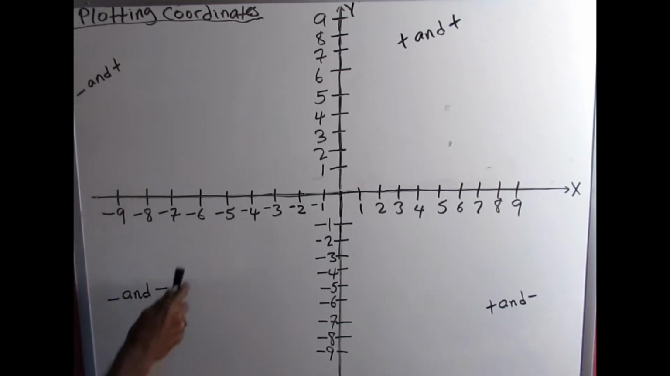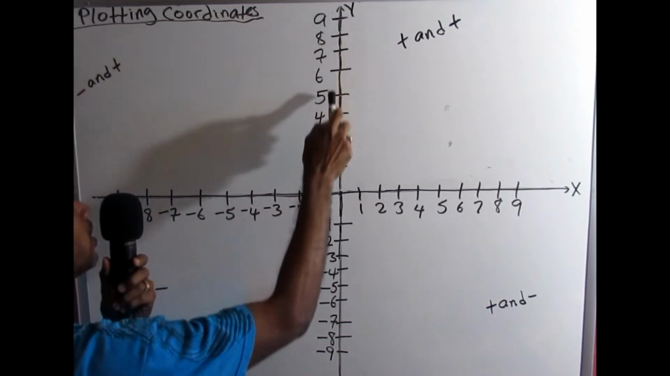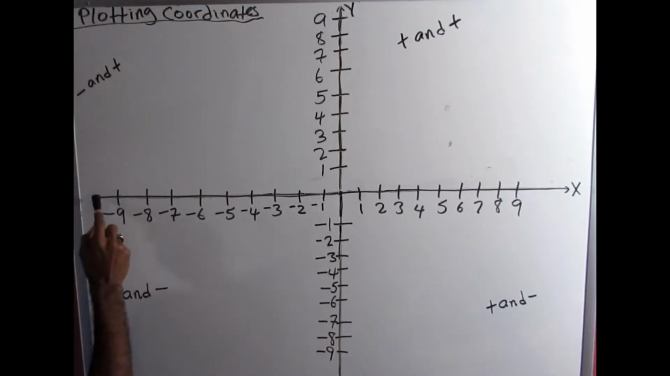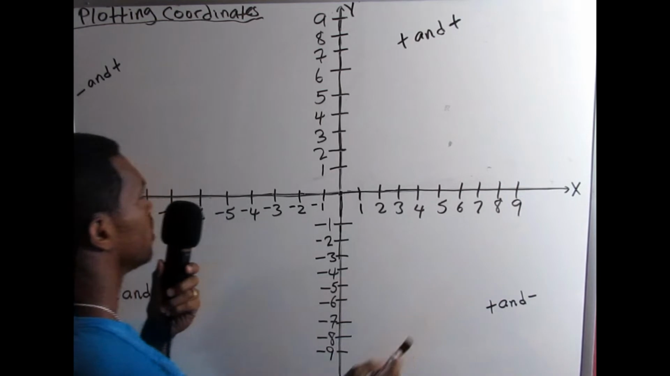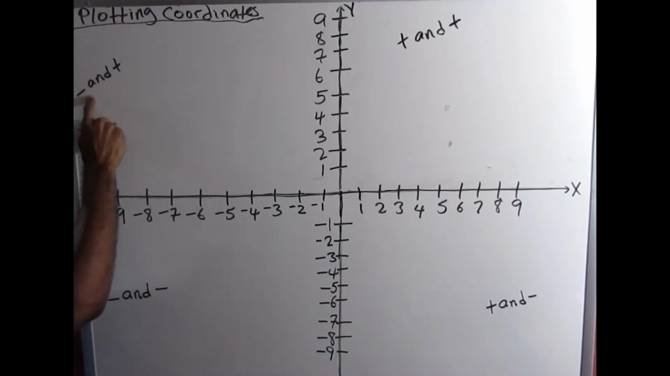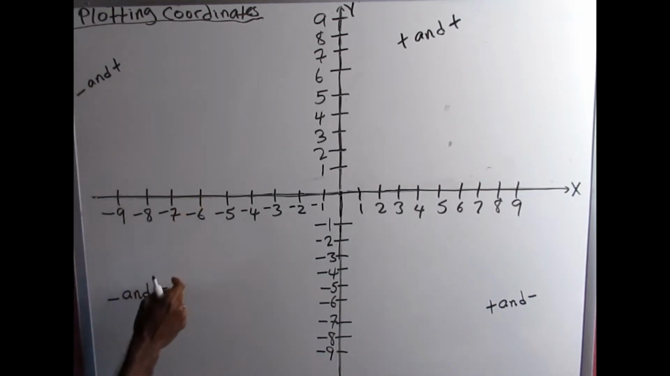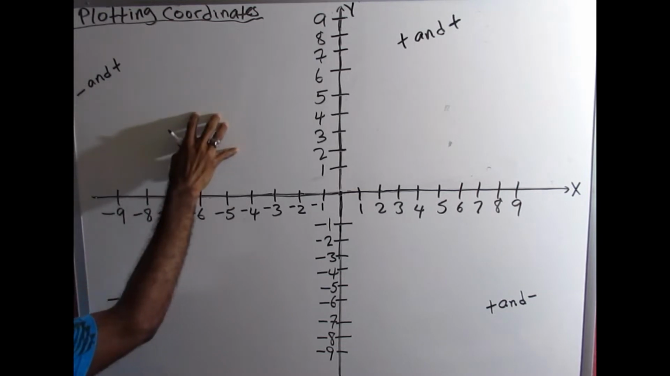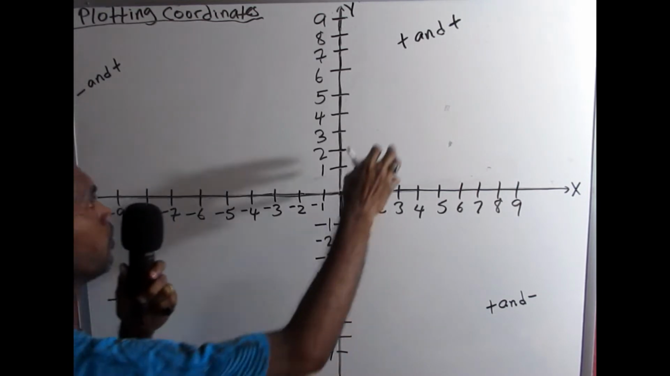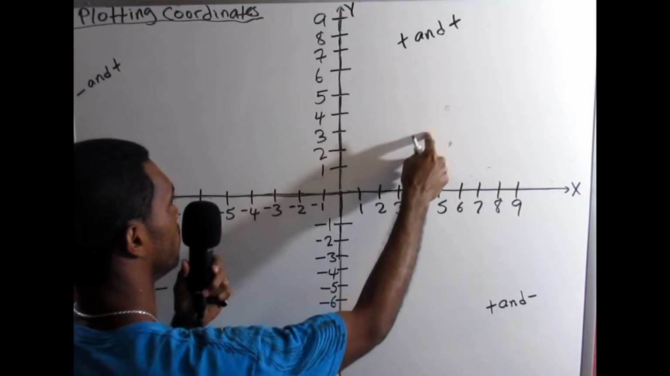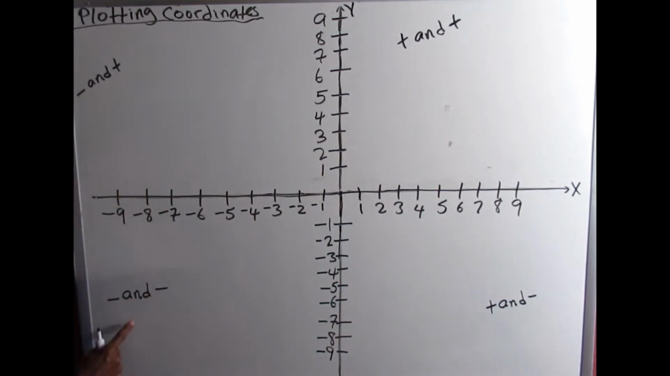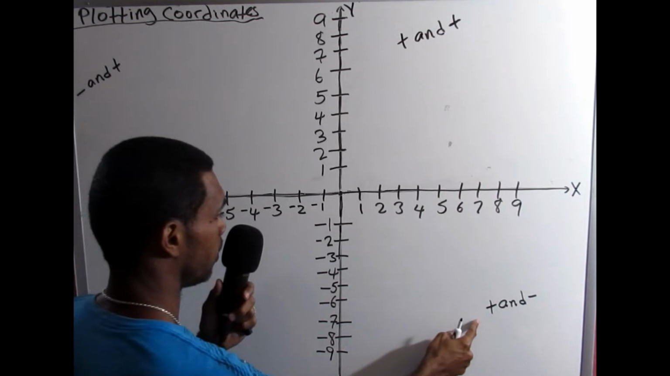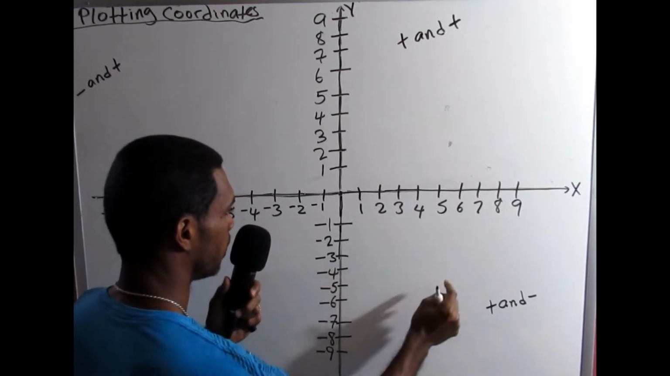And if you can see, here we have the y-axis and here we have the x-axis. So the first thing you need to know: if you're plotting a negative and a positive coordinate, you're going to plot in this area. If you're plotting a positive and positive coordinate, you're going to plot in this area. And if you're going to plot a negative and a negative coordinate, you're going to plot your coordinate in this area. Or if you're going to plot a positive and a negative coordinate, you're going to plot it in this area.